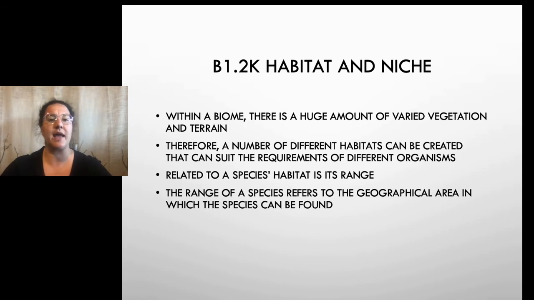There's a number of different habitats that can be created to suit the requirements of different organisms. Even on the prairies, we have those little clumps of brush that are going to be habitat for certain species. We're going to have sloughs that are going to be habitat for ducks and frogs. We're going to have hills that are dry that are habitat for gophers. So even within the prairie biome, there's lots of different places and habitats for organisms to live.